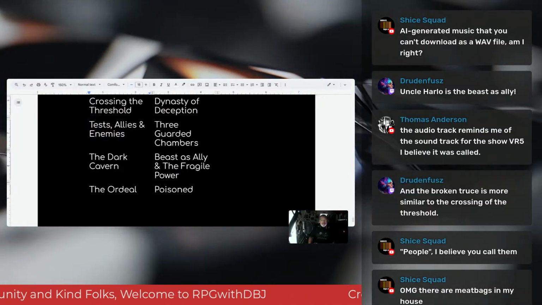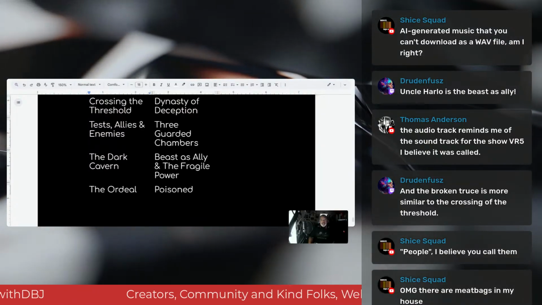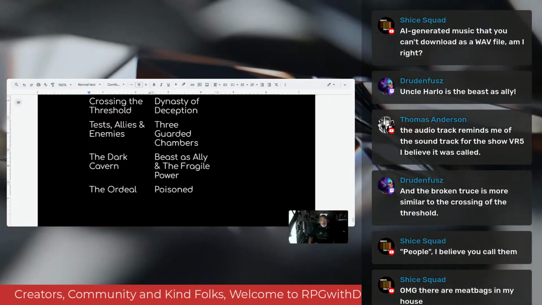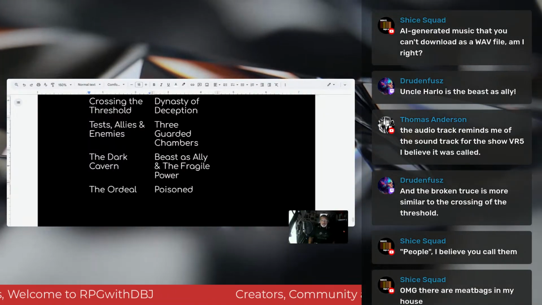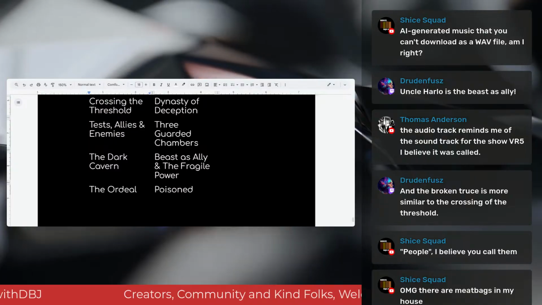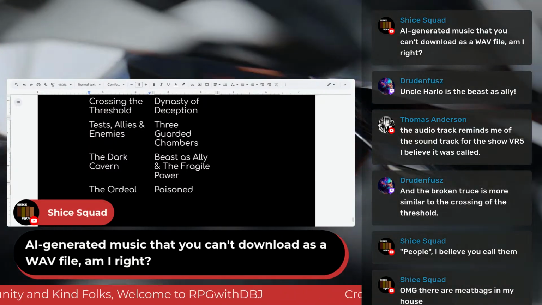And AI generated music that you can't download as a WAV file, am I right? Yes, that is correct. I can't download it. Well, I mean, I'm sure there's software to allow me to do it, but on my end, it's just a click and play. I may actually show that to you one day. All right.